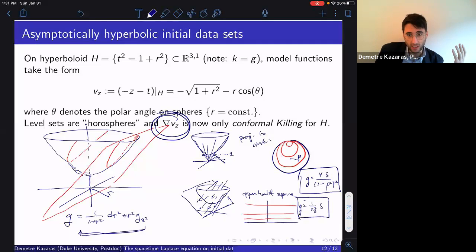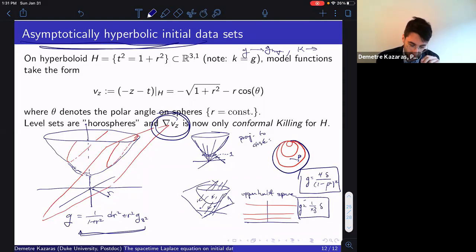Their gradients are no longer Killing. They're conformal Killing, and this creates some complications. By the way, just to describe what we're studying here, we're going to be studying asymptotically hyperbolic initial data sets. These are manifolds which have a chart to hyperbolic space where the metric decays to the hyperbolic metric, and where the 2-tensor K converges to the 2-tensor of hyperbolic space, which happens to be equal to its metric.